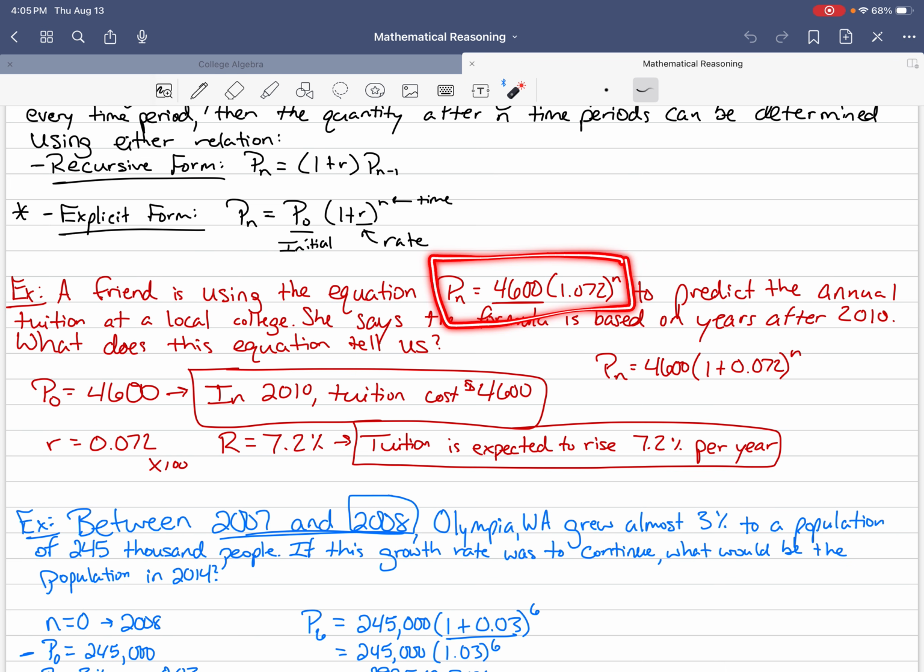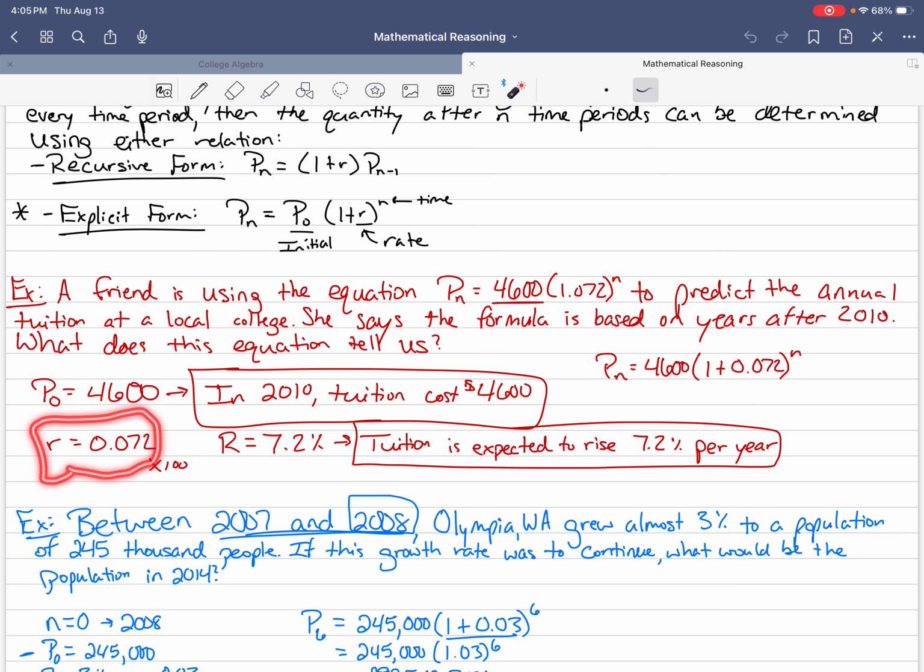From this right here, P sub 0 is going to be that initial amount right in front, 4,600. Since this is years after 2010, that means in 2010, the tuition cost $4,600. Now, this does not look exactly like this form, but what we could do is rewrite it in this form. And that's what I did here. I took the 1.072 and broke it into 1 plus 0.072.